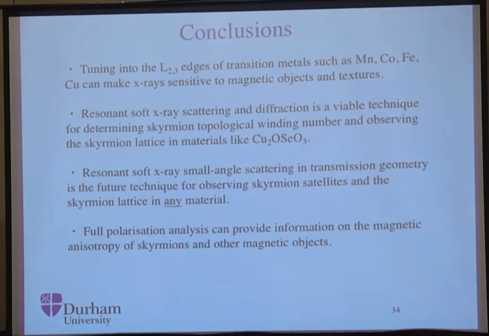There is a way, of course, we need to do resonant small angle scattering on those satellites and do the polarization analysis. The problem is you're very close to the main beam, lots of intensity from the main beam, etc. So you have to be careful.